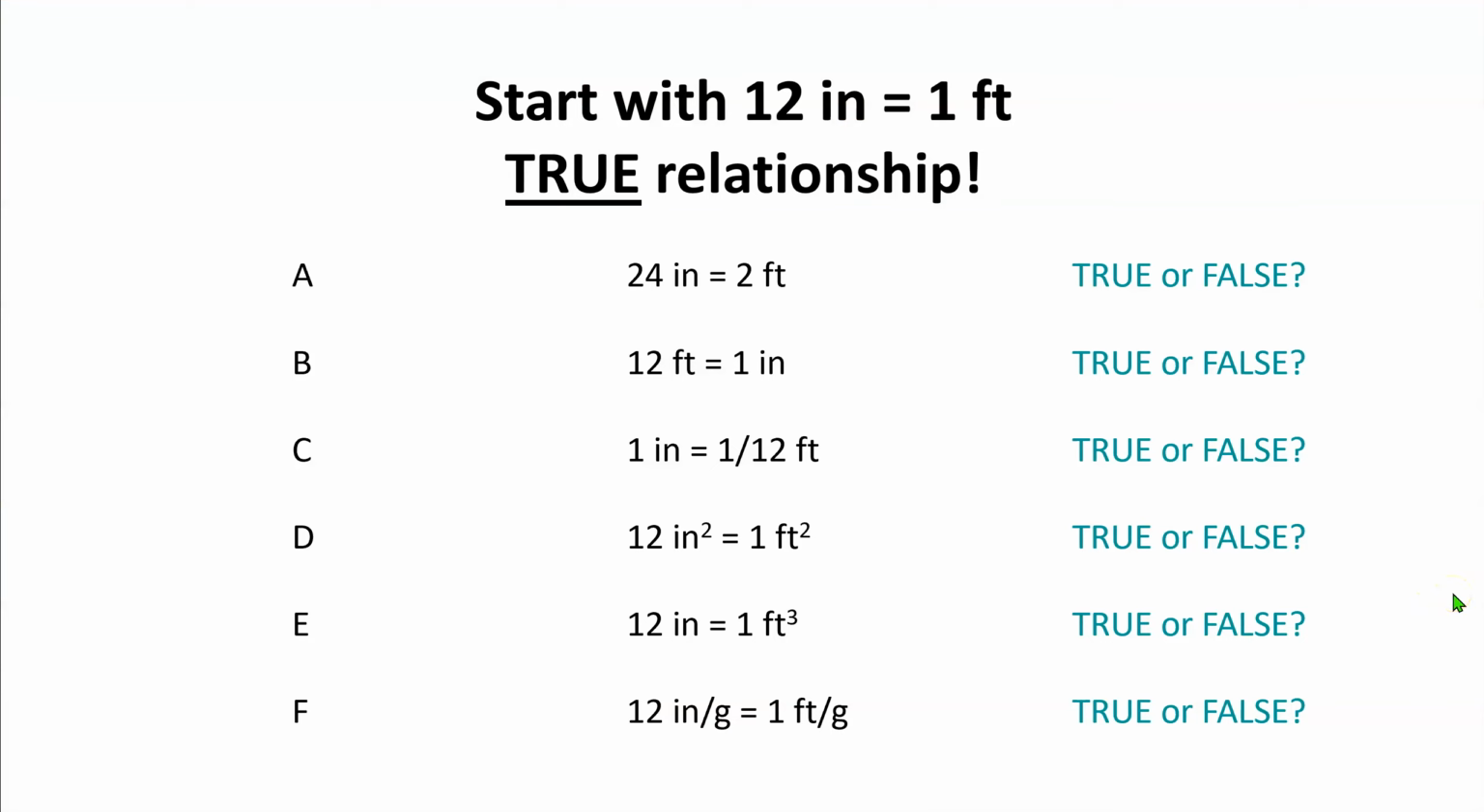All right, so in class we had looked at these choices. We were going to start with a true relationship because that's what we need for dimensional analysis, and we were looking at these different variations on that original true relationship of 12 inches equals 1 foot. So pause the video if you want to review and recap for yourself and decide if each of these statements is true or false, given that we know that 12 inches equals 1 foot.